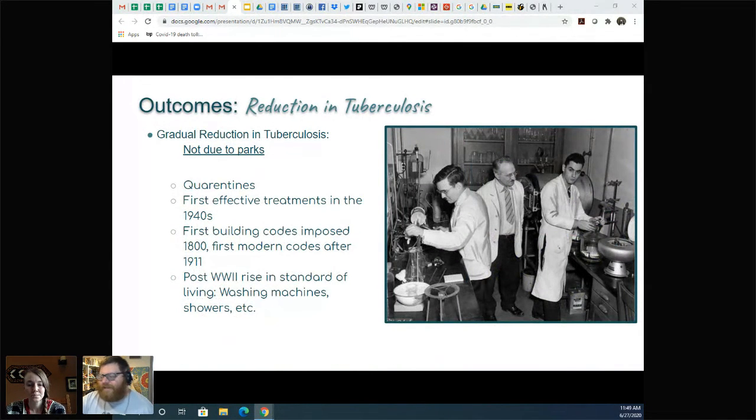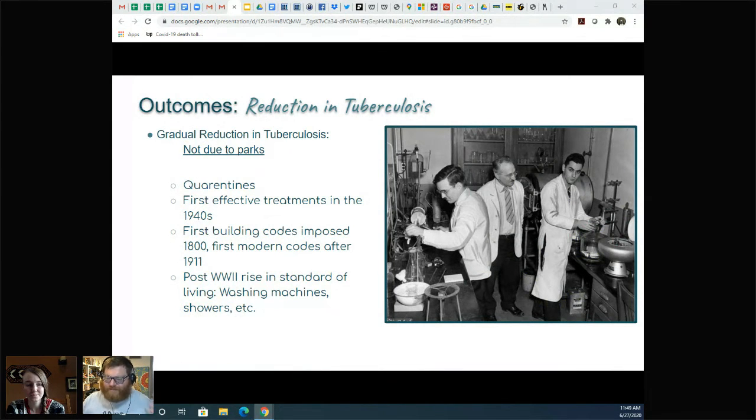Now, there was a gradual reduction in tuberculosis in this country. I will go out on a limb here and say that it wasn't due to parks. Sun and air do not, in fact, kill tuberculosis. I mean, sunlight does, but that's not going to keep you from getting TB. The most effective treatments were quarantines. They started coming up with the first effective pharmacological treatments in the 1940s, and within a decade or two came up with the modern cocktails that we use today.